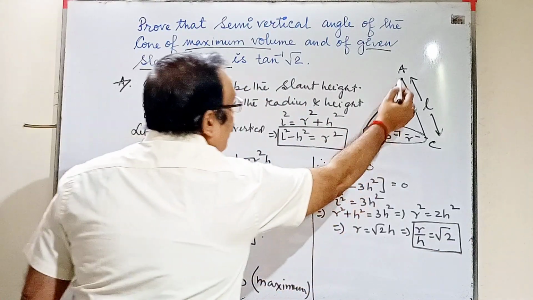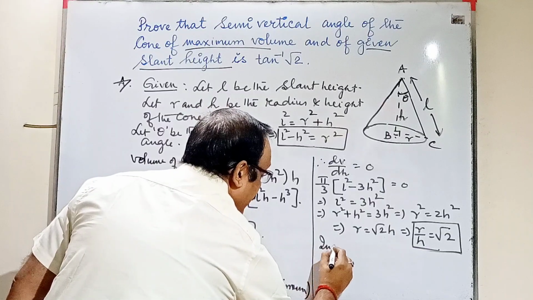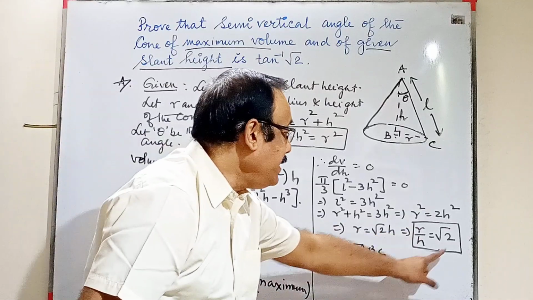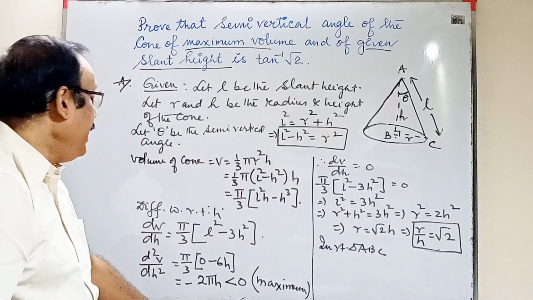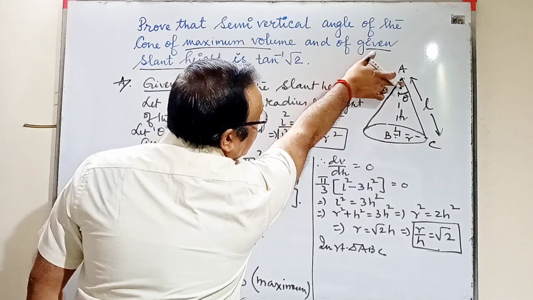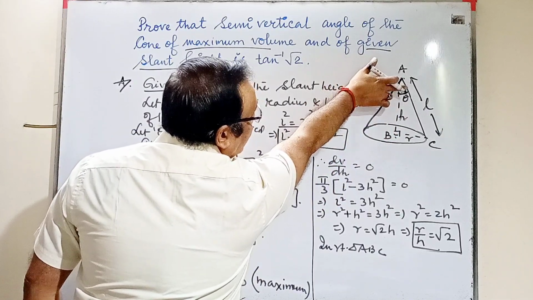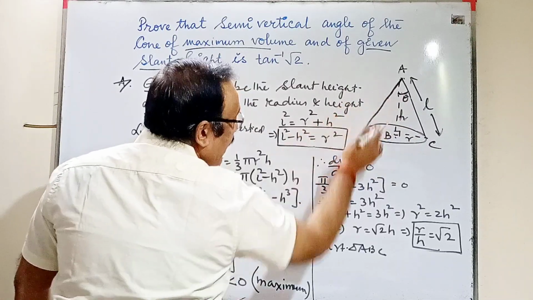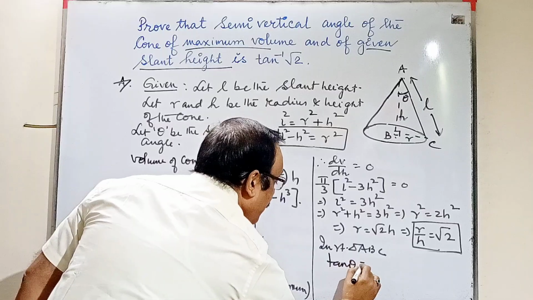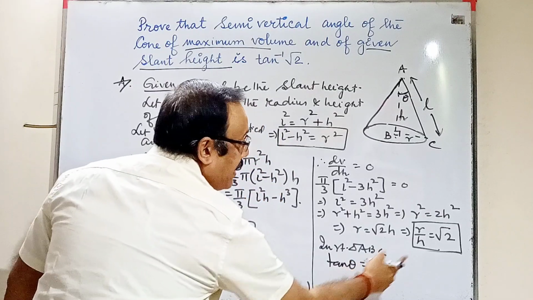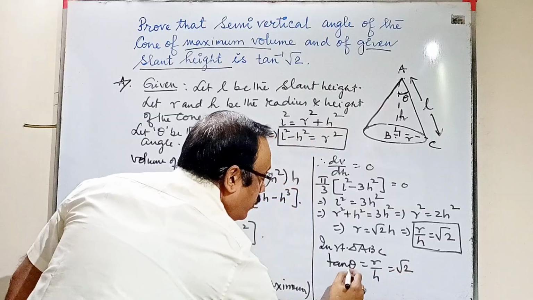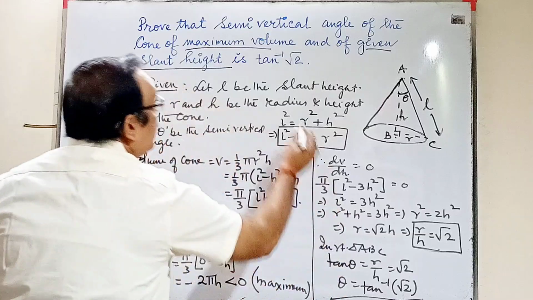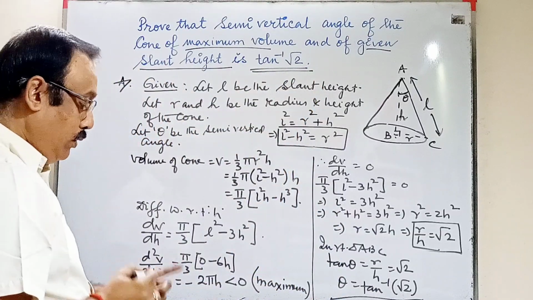Now if we come to the right triangle ABC, we have learned that for R by H equal to root 2, the volume of the cone will be maximum. Now in this right angle triangle, since theta is the angle, tan theta will be perpendicular by base, so perpendicular will be R and base will be H. So tan theta will be equal to R by H. Now this R by H value I know is root 2, therefore theta will be equal to tan inverse root 2, which I needed to prove.